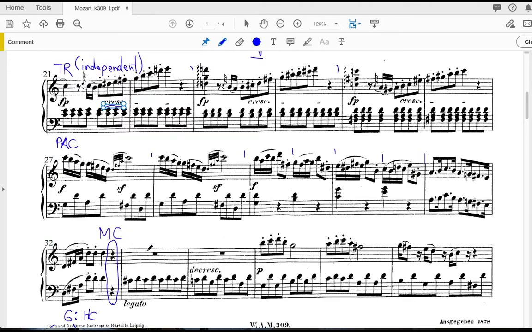Not all of them will be as clear as this example, but in this case we do get actual tutti silence in all voices. MC stands for medial caesura, medial meaning it separates the first half of the exposition, which is P and TR, from the second half of the exposition, which is S and C.